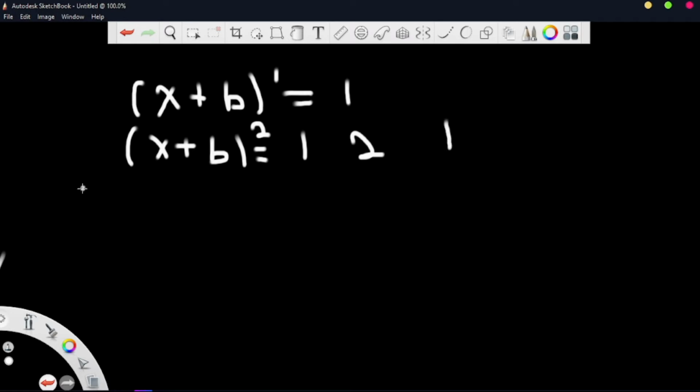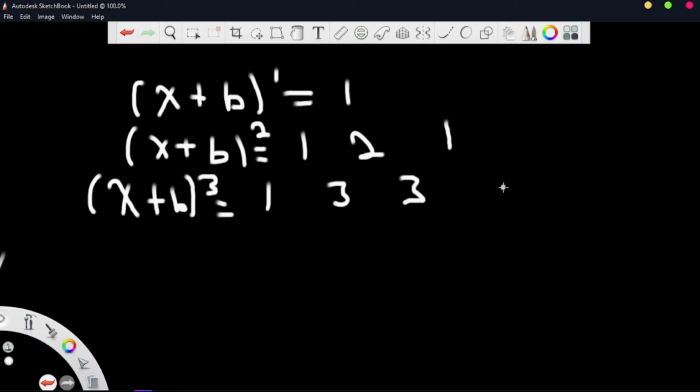And then now here's where the trick comes in. Here's where I'll apply the simple trick of the binomial expansion. Let's say I wanted to expand x plus b to the third. What you're simply going to do is write a 1, and then 1 plus 2, 3, and then here again 2 plus 1, 3, and then at the end put in a 1. So that's how Pascal's triangle goes.